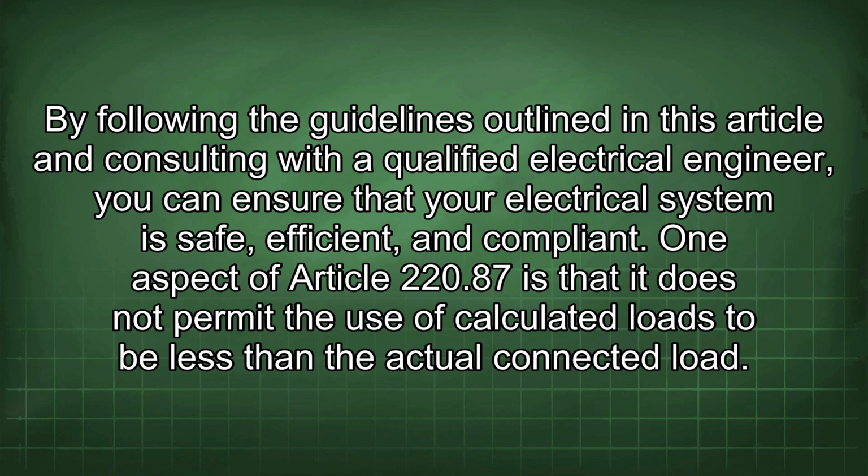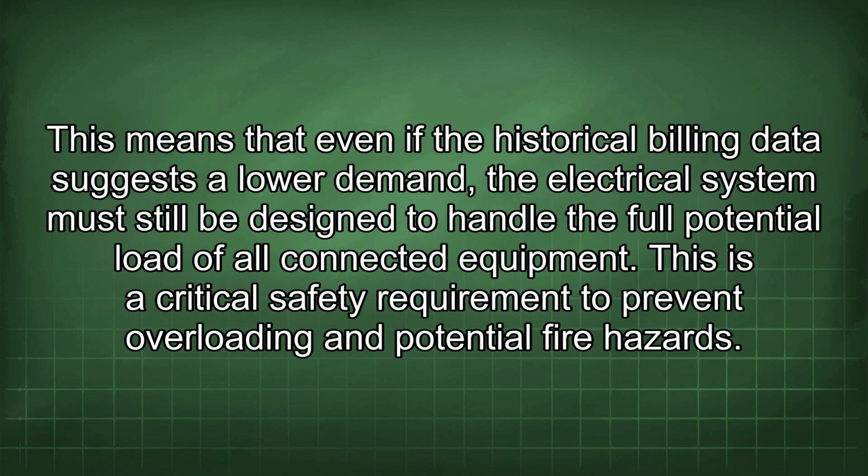One aspect of Article 220.87 is that it does not permit the use of calculated loads to be less than the actual connected load. This means that even if the historical billing data suggests a lower demand, the electrical system must still be designed to handle the full potential load of all connected equipment. This is a critical safety requirement to prevent overloading and potential fire hazards.